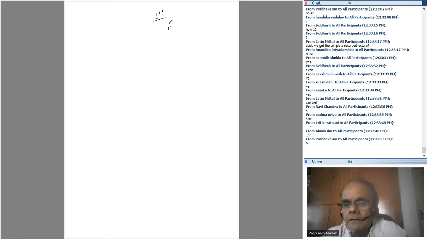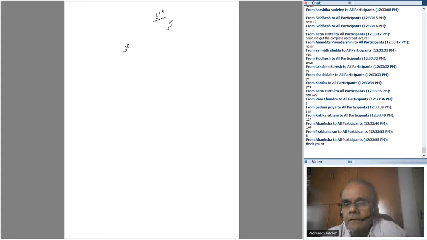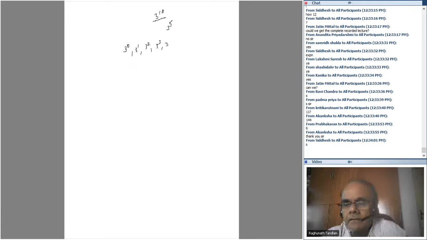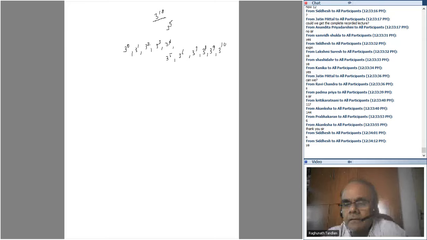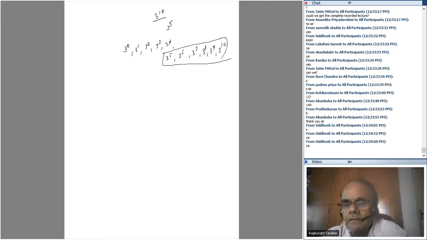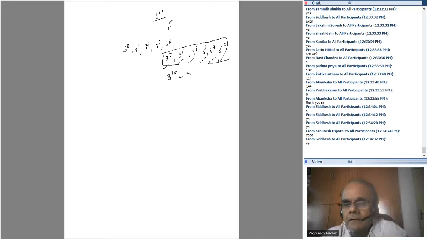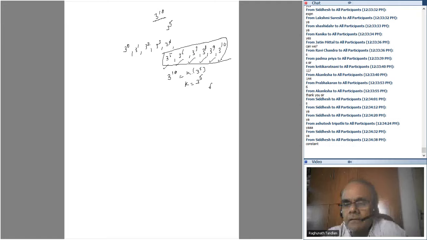What are the factors of 3 power 10? 3 power 0, 3 power 1, 3 power 2, 3 power 4, 3 power 5. All these are multiples of 3 power 5 or not? That means 3 power 10 can be written as k into 3 power 5. What is k? 3 power 5. 3 power 5 will have how many factors? 6 factors.